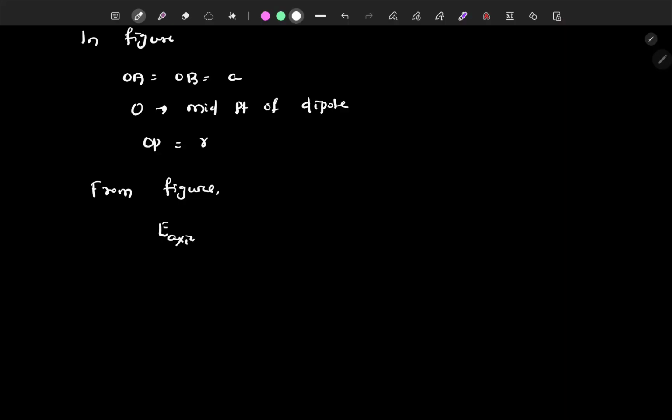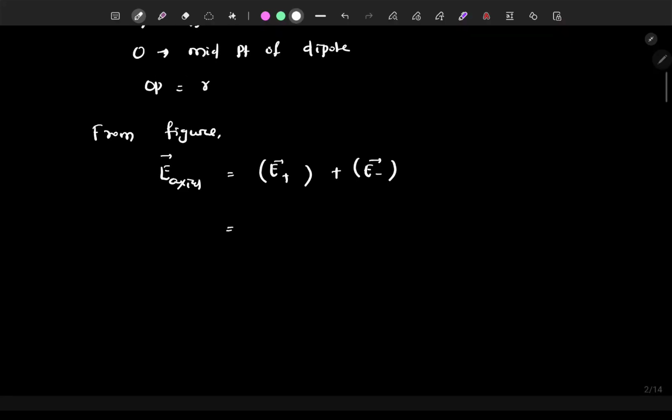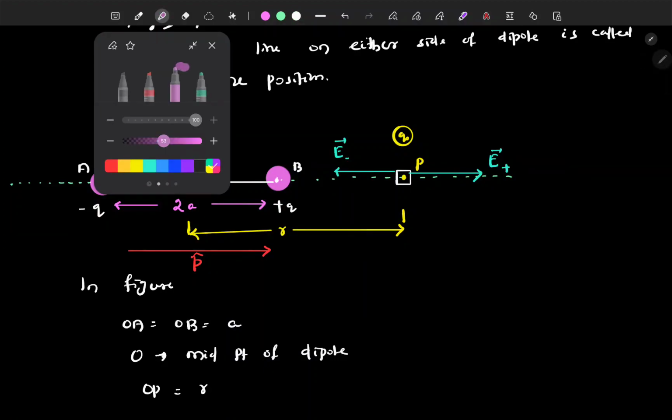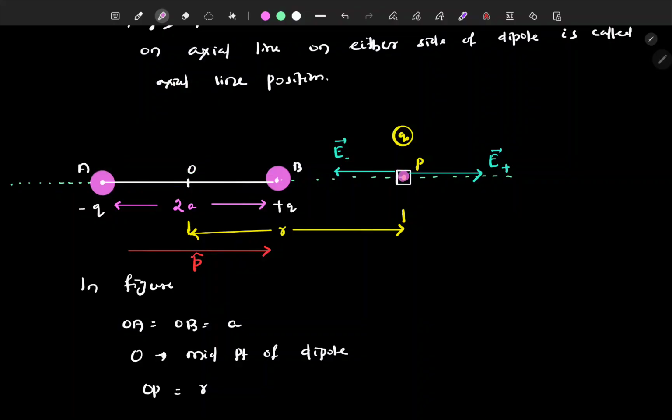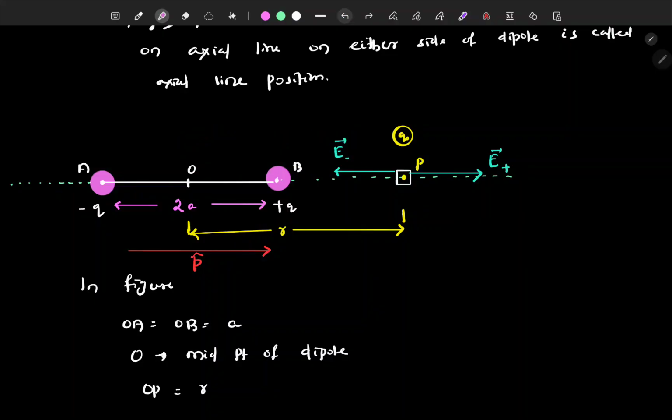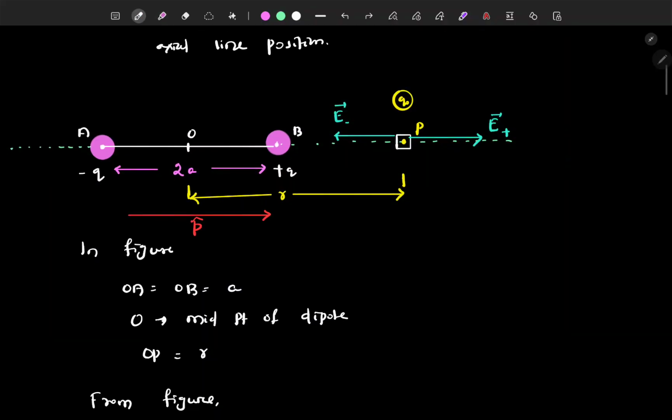E net or E axial, the net electric field intensity at axial point P, is E plus vector plus E minus vector. And from the figure we can write E plus, and see what is the distance of the point of observation when we calculate the E plus vector, that means the electric field intensity at P due to plus Q charge. So this distance is required. What is its value? PB is equal to how much? O to P is R, and O to B is A. So PB is equal to R minus A.